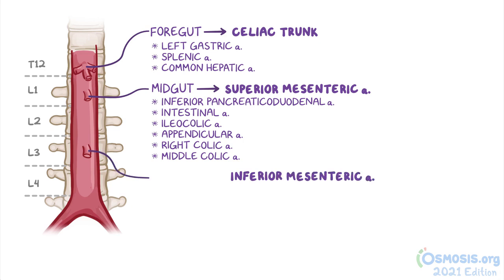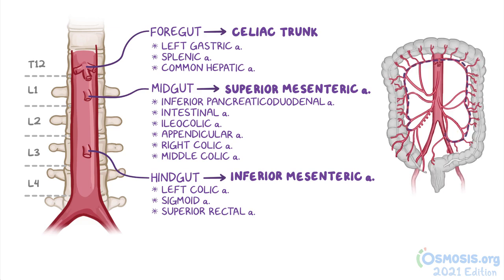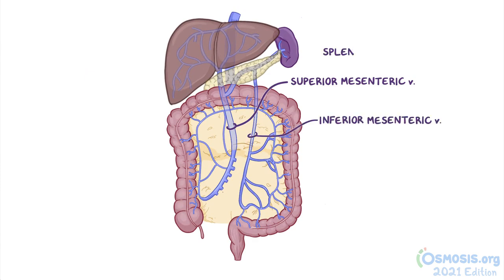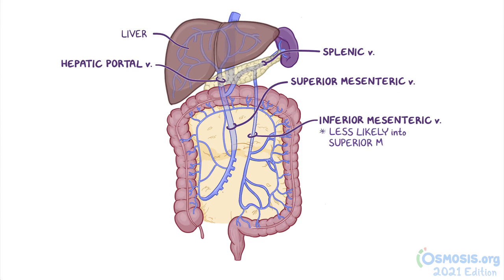The inferior mesenteric artery arises from the abdominal aorta at the level of L3 and gives the left colic artery, sigmoid arteries, and the superior rectal artery. Along the colon, arteries anastomose as well, forming the marginal artery that connects to SMA and IMA. Venous blood from these organs is collected into the superior mesenteric vein, inferior mesenteric vein, and the splenic vein that together form the hepatic portal vein that drains into the liver. The inferior mesenteric vein drains into the splenic vein, or, less likely, into the superior mesenteric vein.